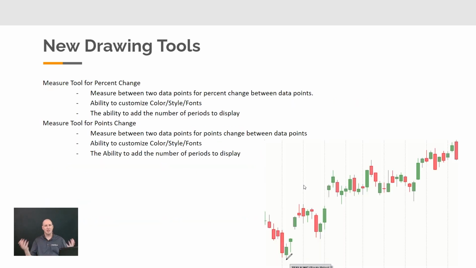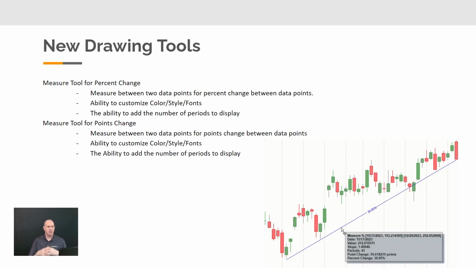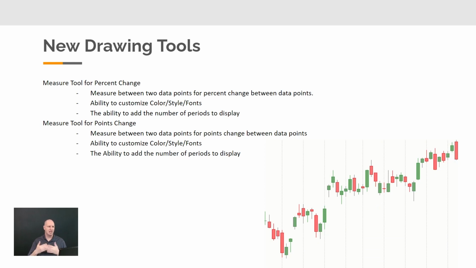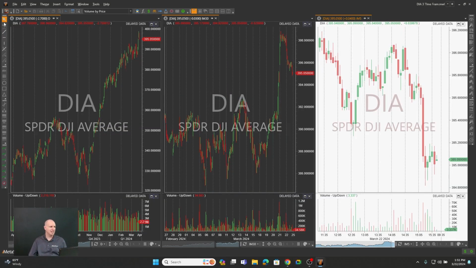Again, we don't have time to go through every little feature. We'd be here forever. So I'm just highlighting these top ones for you. And this is another great one, the new drawing tools. So the first one we're going to talk about is a measure tool for percent change and a measure tool for points change. Well, you may say, hey, Kelly, wait a minute. You put that in MetaStock 18 with the trend line. And we did put that in MetaStock 18 with the trend line.